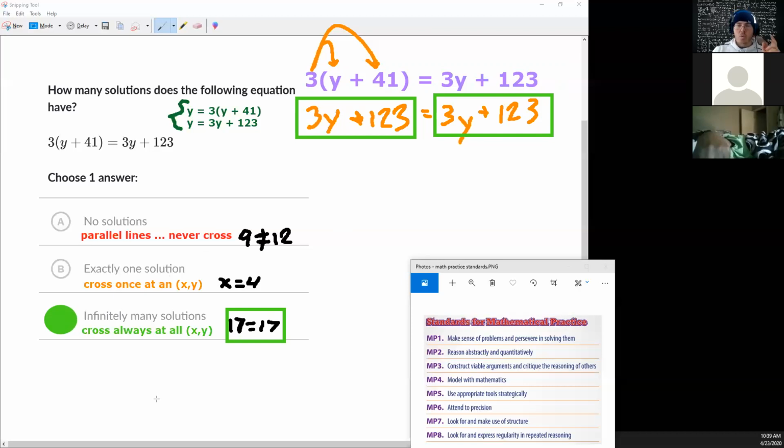So as soon as I started working with the equation, I realized that both sides are the exact same. They're the exact same line. They cross always. So there are an infinite number of answers.